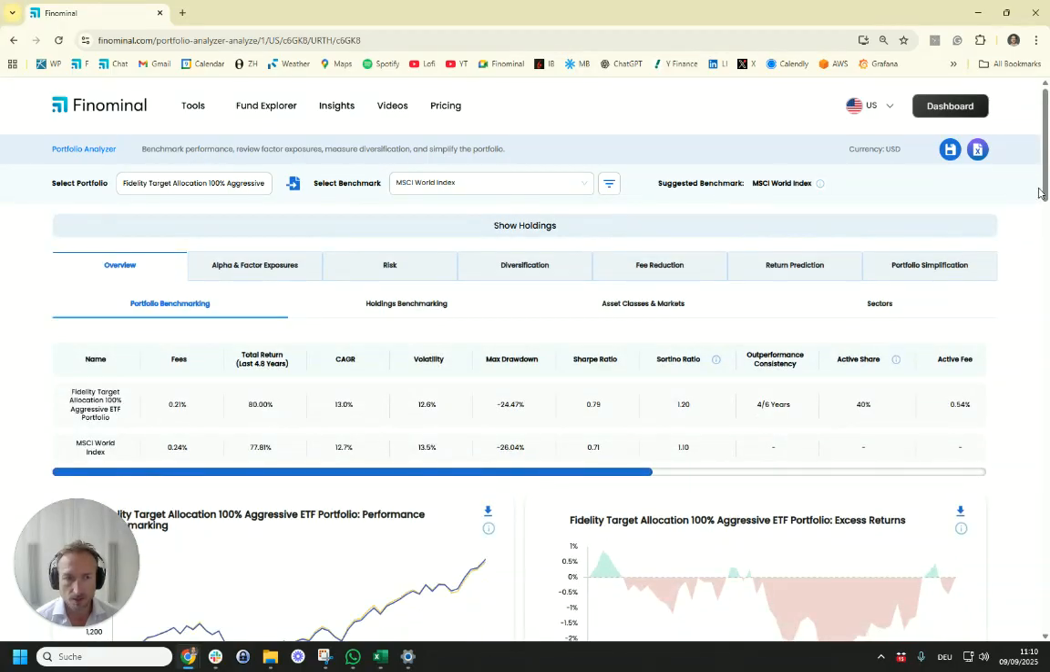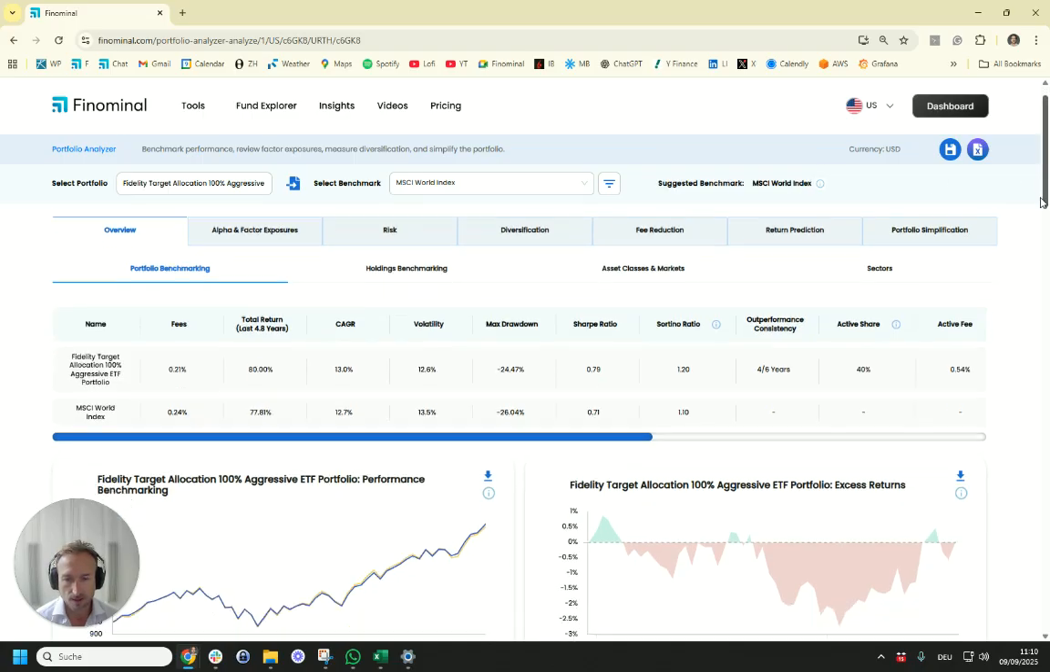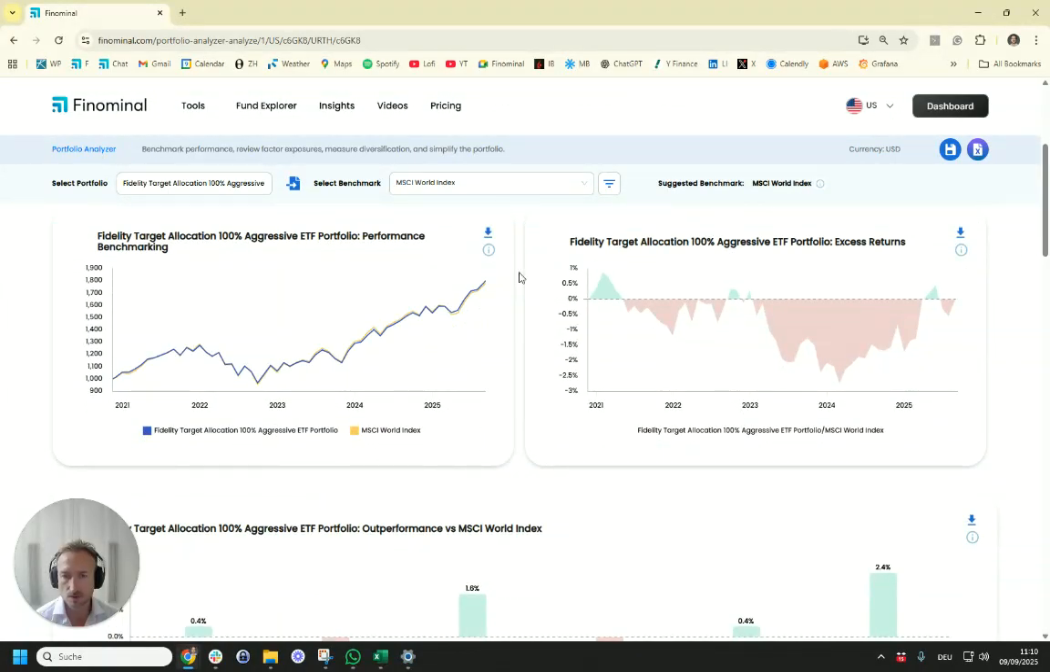Now, from a benchmark perspective, the auto-suggested benchmark is the MSCI World Index. And if you look at the performance of this portfolio, we can go back to 2021. But it's actually quite difficult to see any difference to the MSCI World Index, because the lines are basically on top of each other.